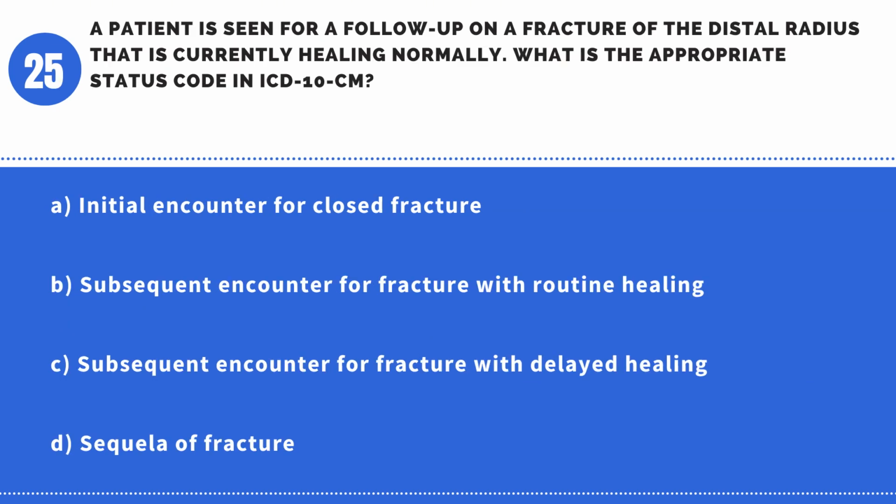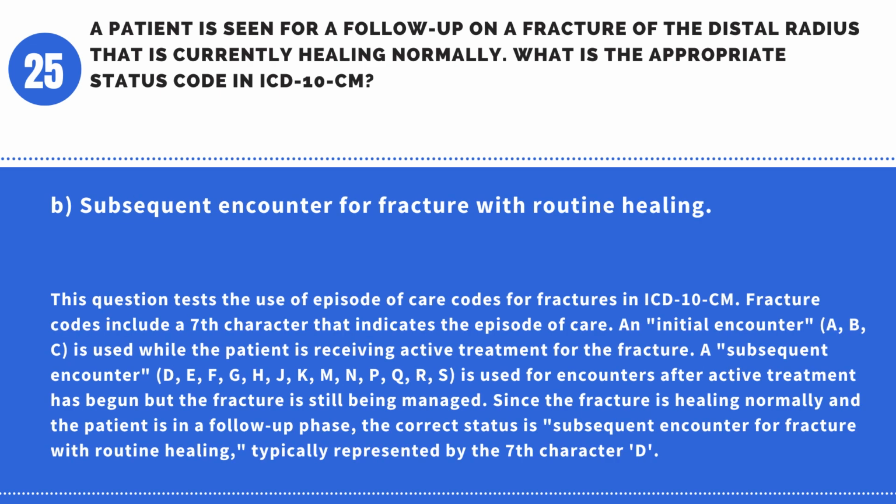Question 25. A patient is seen for a follow-up on a fracture of the distal radius that is currently healing normally. What is the appropriate status code in ICD-10-CM? A. Initial encounter for closed fracture. B. Subsequent encounter for fracture with routine healing. C. Subsequent encounter for fracture with delayed healing. D. Sequela of fracture. Answer: B. Subsequent encounter for fracture with routine healing.